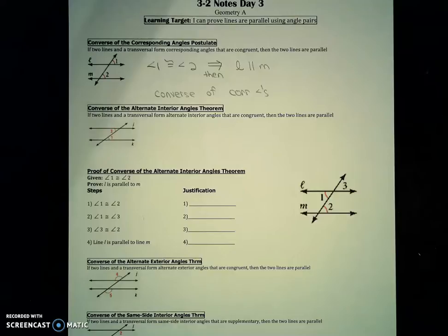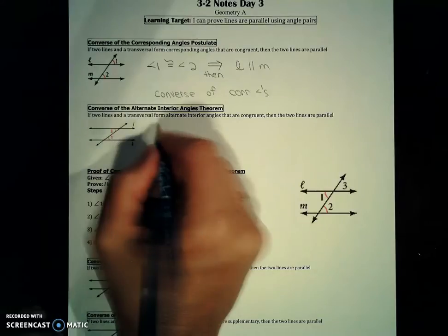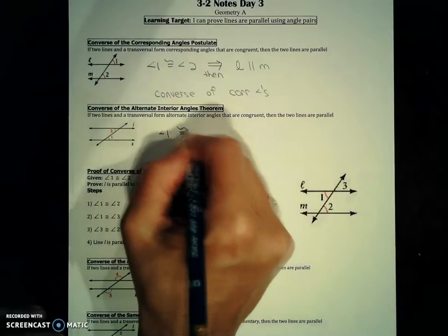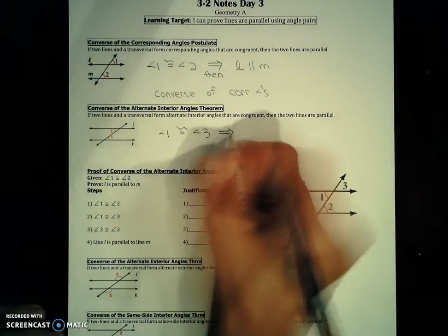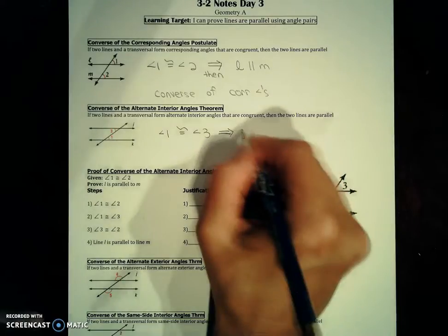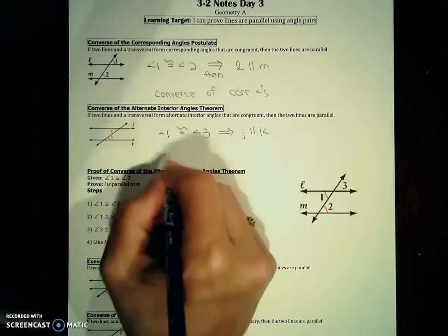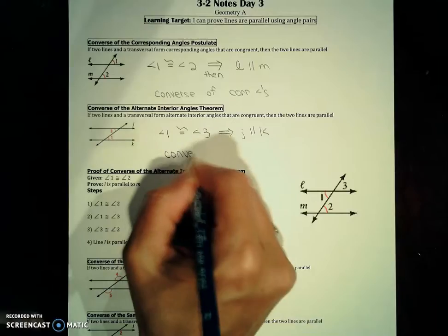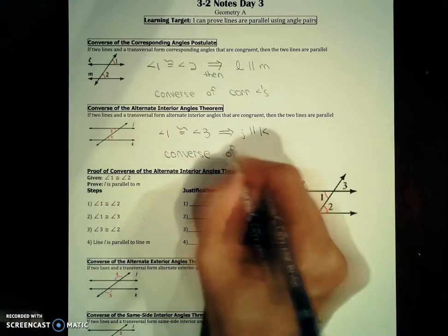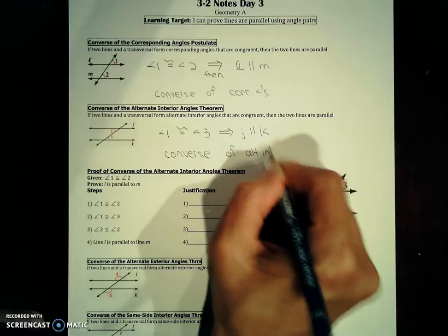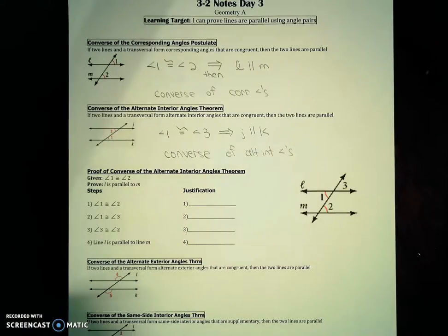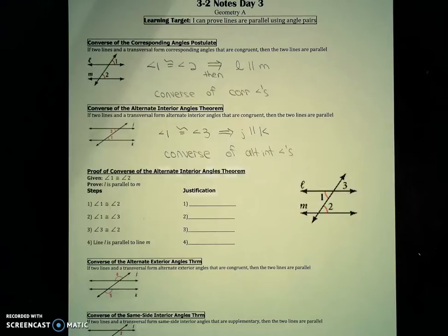So the next one is the converse of alternate interior angle theorem. So it says if angle 1 and angle 3 are congruent, then again the lines are parallel. So again, angle 1 is congruent to angle 3. Then we're allowed to state that J is parallel to K. And again, this is converse of alternate interior angles. And we're not going to stress the fact that they're postulates or theorems, I'm just trying to point that out. So in this case, we actually can prove this particular theorem.